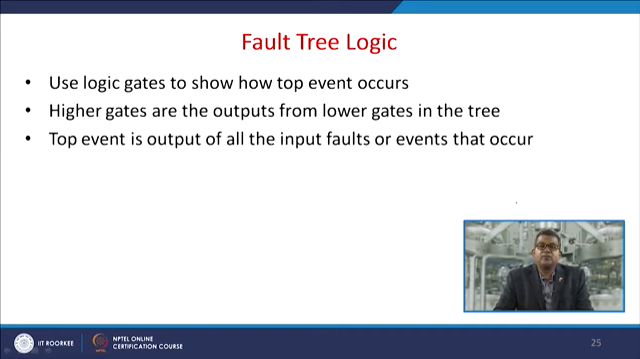Then adopt the fault tree logic. Now, use these logic gates to show how a top event occurs. Higher gates are outputs from the lower gates in the tree. The top event is the output of all the input faults or events that occur.